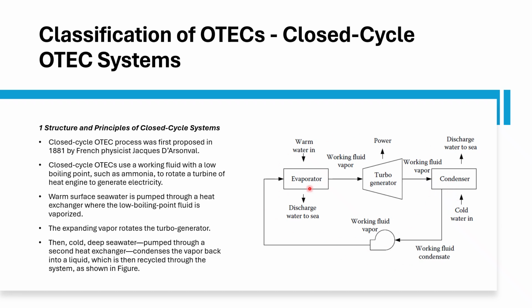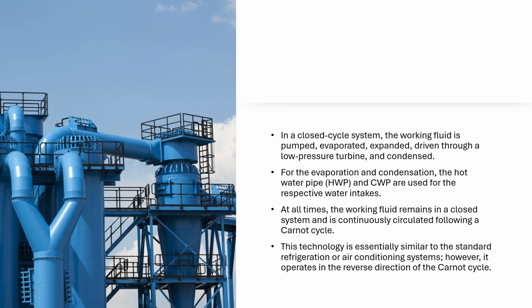So this is how the cycle goes on. This is the simple structure and principle of the closed loop cycle of the OTEC. In the closed cycle system, the working fluid is pumped, evaporated, expanded, driven through a low pressure turbine, and then it is condensed. For the evaporation and condensation, the hot water pipe and the cold water pipe are used for the respective water intakes.